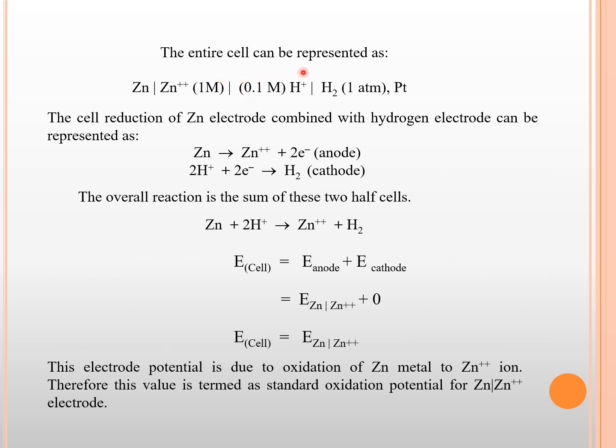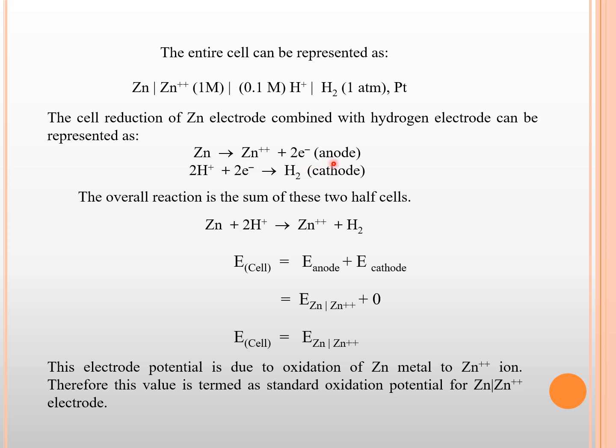The entire cell can be represented as follows. On the left hand side, this is the zinc electrode, Zn in contact with Zn2+ ions, which are maintained at 1 molar concentration, and this is the hydrogen electrode, a platinum electrode in contact with H2 gas at 1 atmospheric pressure, and the hydrogen ion concentration at 1 molar. The cell reaction of the zinc electrode combined with the hydrogen electrode can be represented as zinc giving Zn2+ ion plus 2 electrons.